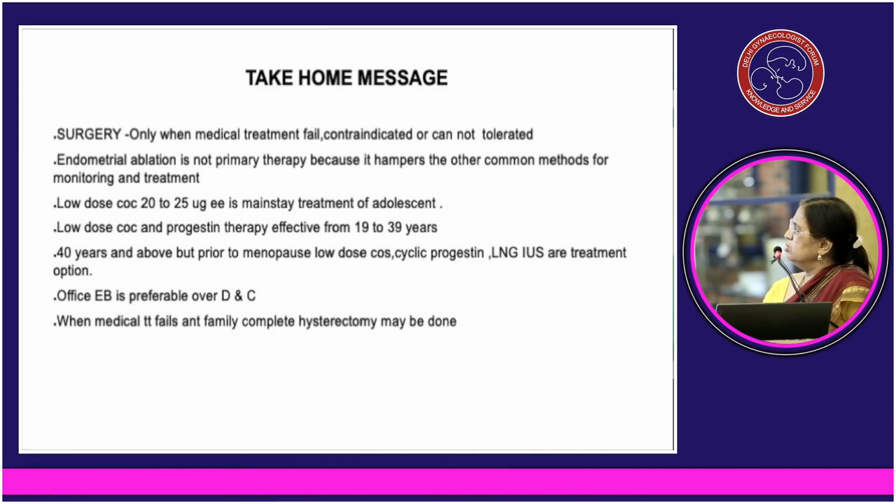And low dose COC, 20 to 25 microgram ethinyl estradiol, is the mainstay treatment for adolescent girls. Low dose COC and progesterone therapy are effective for ages 13 to 39 years, and for 40 years and above but prior to menopause, low dose COC, cyclic progesterone or IUS may be the treatment, and office endometrial biopsy is preferable rather than D&C. And when medical treatment fails and the family is complete, then we can go for definitive surgery.